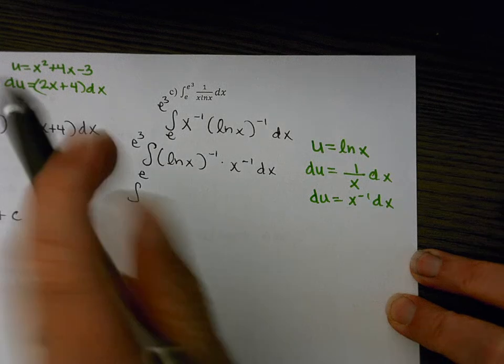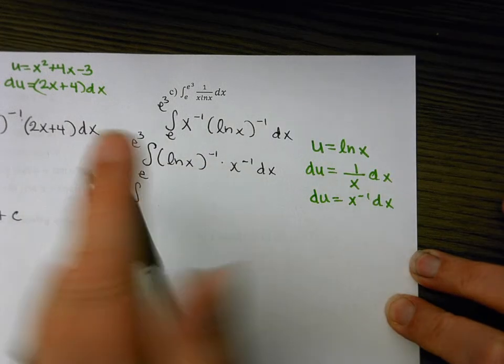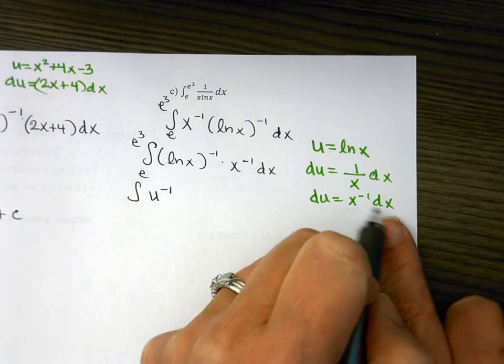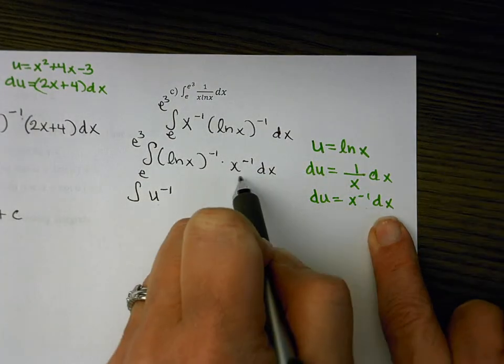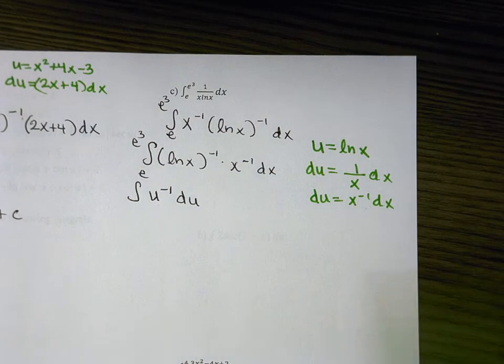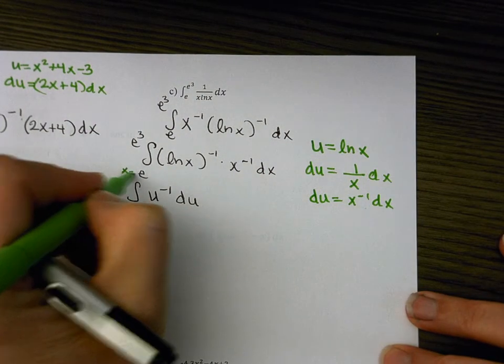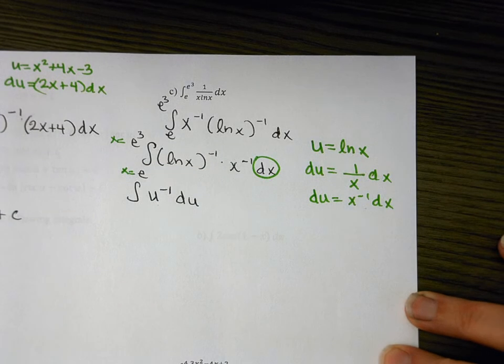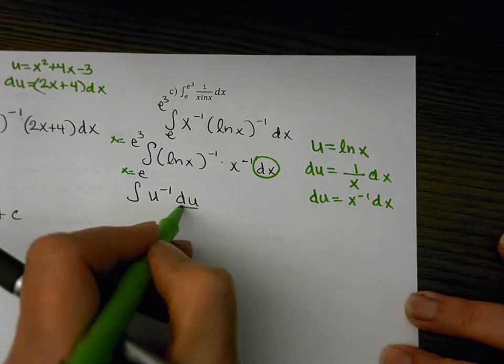So I'm going to replace the natural log of x with u. So this will be u to the -1. And then both the x to the -1 and the dx are going to be with du. And then now don't forget this part right here. These are in terms of x, right? Because of the with respect to x portion. So that means I need to be now in terms of u.